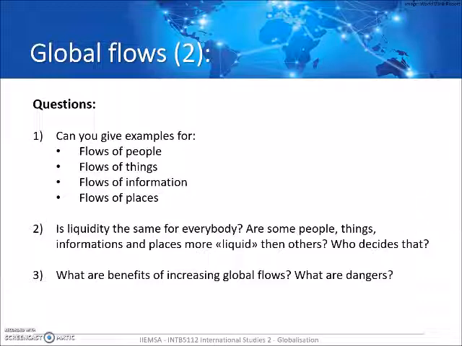Now, question 2: is liquidity the same for everybody, or are some people, things, and information more liquid than others, and who decides that? Now, the obvious answer is no, right? We're not mobile to the same extent, and there are a lot of factors that can influence that.